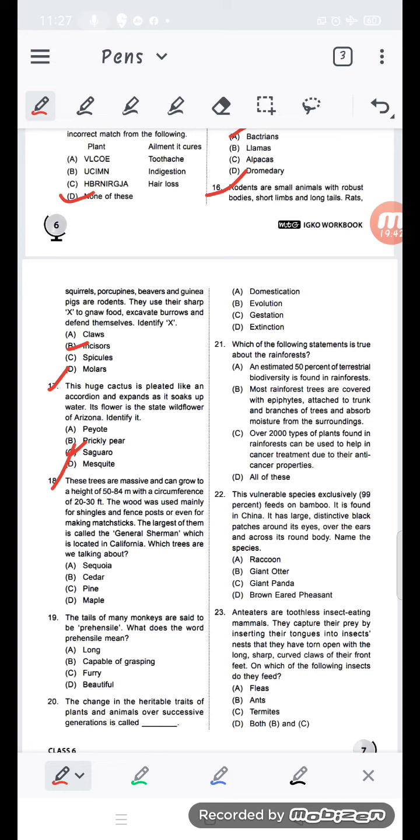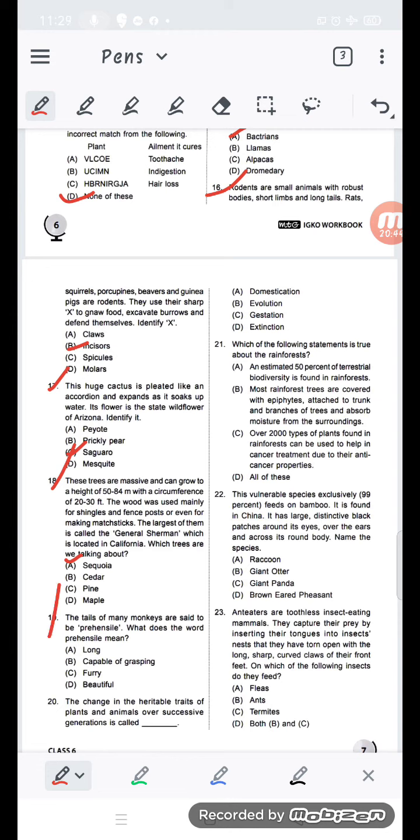Coming to question number 18. These trees are massive and can grow to a height of 50 to 84 meters with a circumference of 20 to 30 feet. The wood was used mainly for shingles and fence posts, or even for making matchsticks. The largest of them is called General Sherman, which is located in California. Which trees are we talking about? Sequoia, cedar, option C pine, option D maple. It is located in California, so most probably sequoia. We are talking about sequoia trees.